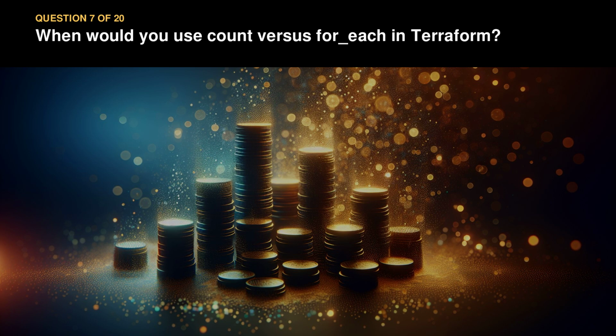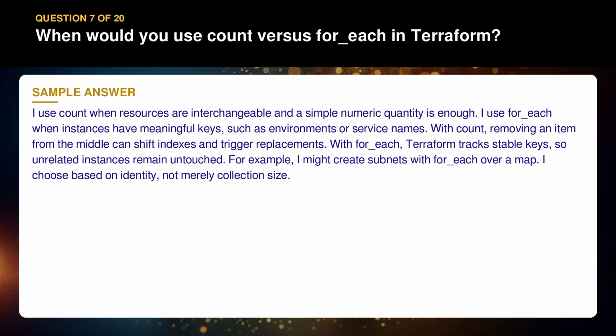Question 7. When would you use count versus for_each in Terraform? I use count when resources are interchangeable and a simple numeric quantity is enough. I use for_each when instances have meaningful keys, such as environments or service names. With count, removing an item from the middle can shift indexes and trigger replacements. With for_each, Terraform tracks stable keys, so unrelated instances remain untouched.